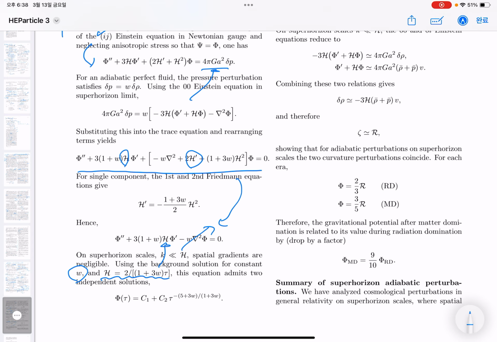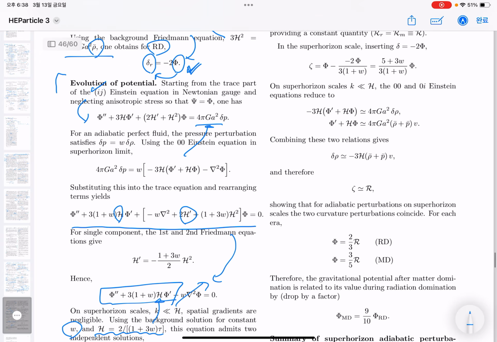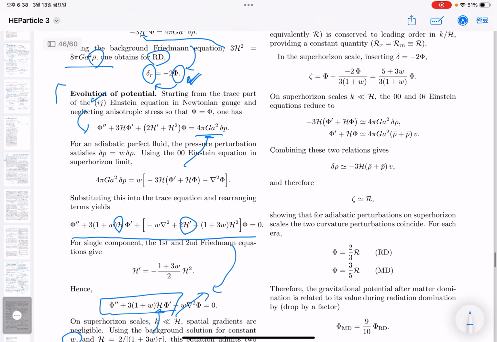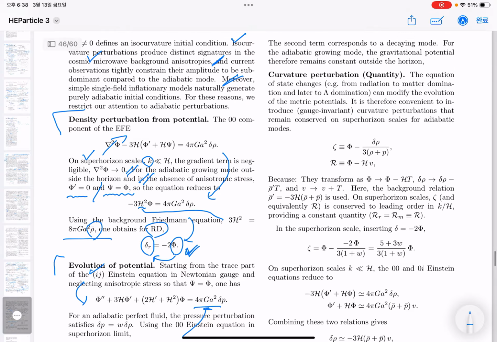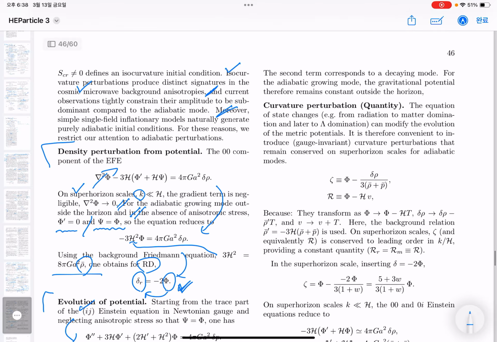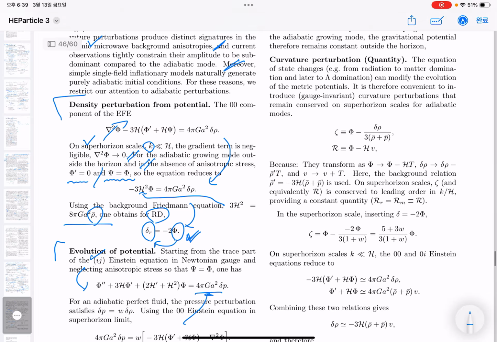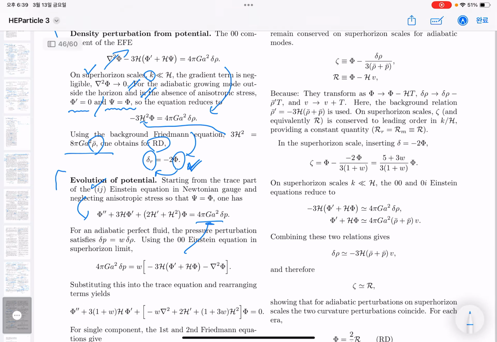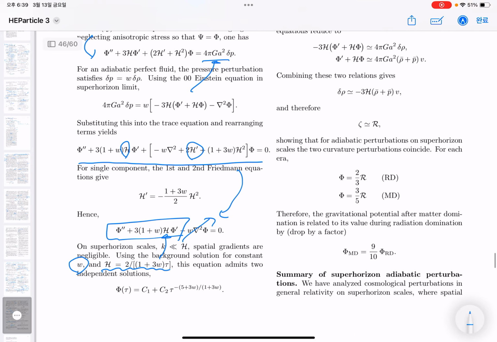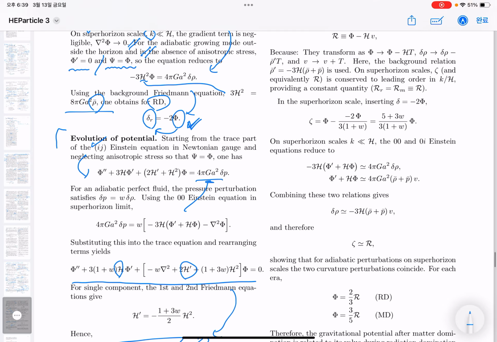Then by using only this differential equation, we can obtain the solution as two independent solutions. And this is represented by the equation in terms of w. The second term corresponds to the decaying mode, so the important one is the growing mode, and the gravitational potential remains just constant in the superhorizon limit, just as this term.